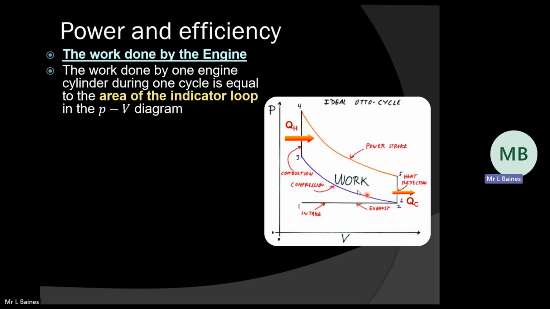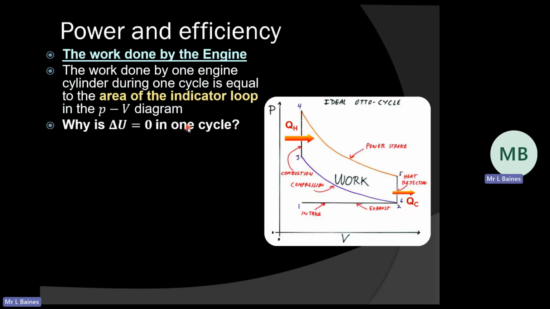Now, at A level, it might be as simple as counting the squares within it. So you multiply 1 square of pressure by 1 square of volume, whatever your scales are on these two axes. If you work out the value per square and then you count the number of squares and multiply your value per square by the number of squares, then you'll end up with your work value in here.